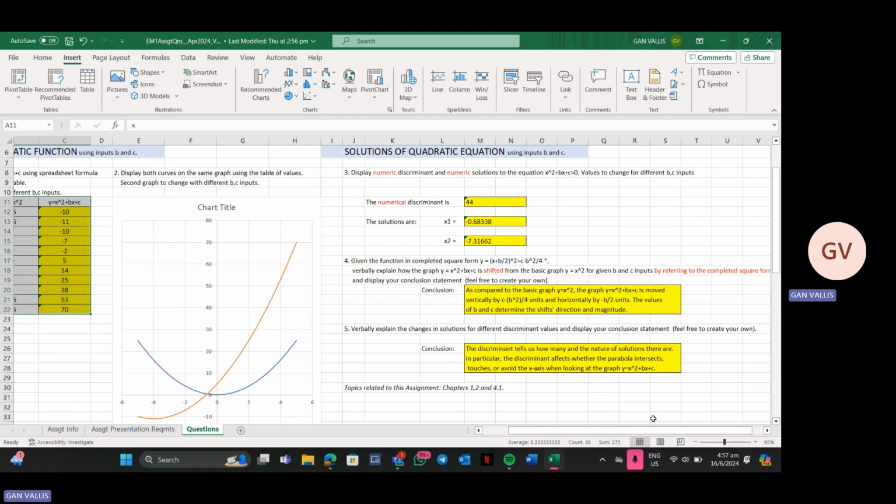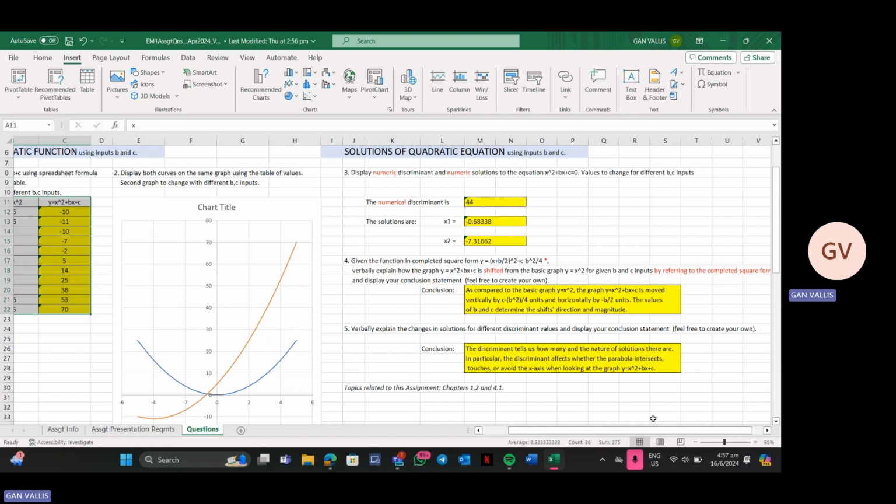The term c minus b squared divided by 4 adjusts the vertical position of the graph. If c minus b squared divided by 4 is positive, the graph shifts upwards, and if it's negative, the graph shifts downwards. The amount of shift is determined by the value of c minus b squared divided by 4. So, in conclusion, as compared to the basic graph of y equals x squared, the graph y equals x squared plus 3x plus c is moved vertically by c minus b squared divided by 4 units and horizontally by b divided by 2 units. The values of b and c determine the shift direction and magnitude change.